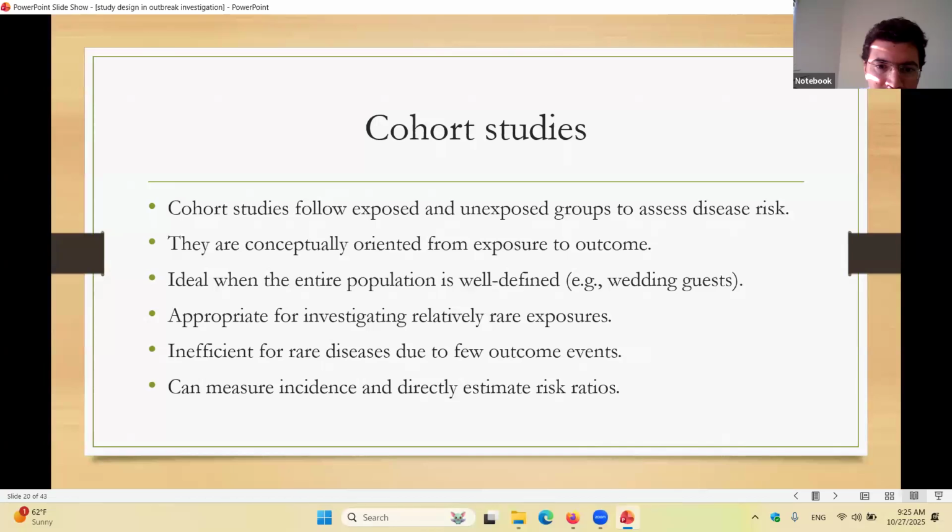It is appropriate for investigating relatively rare exposures. As I mentioned in the table in previous slides, cohort studies are better for rare exposures, while case control studies are better for rare outcomes. It is inefficient for rare diseases due to few outcome events. It can measure incidence and directly estimate risk ratios. So this is a beneficial point of cohort studies.